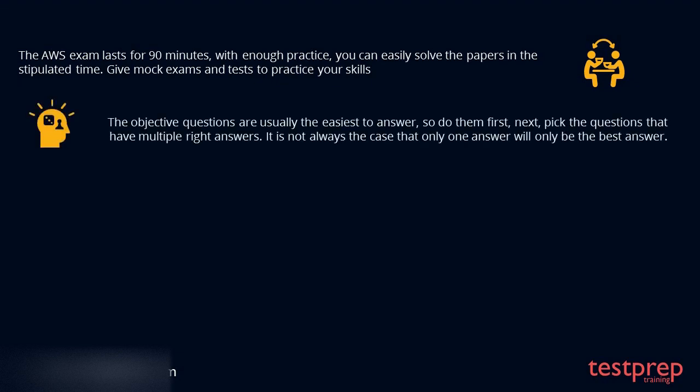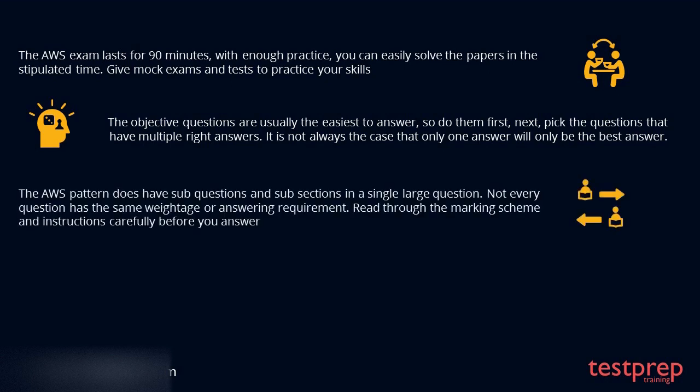Fifth, the objective questions are usually the easiest to answer, so do them first. Next, pick the questions that have multiple right answers. It is not always the case that only one answer will be the best answer. Think about all the possible ways in which the question can be answered, and pick the best-case scenario.